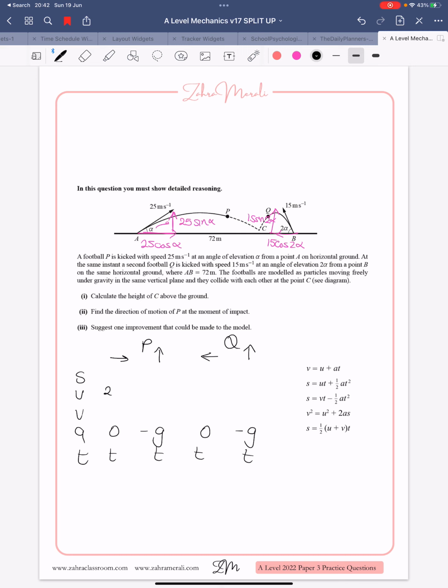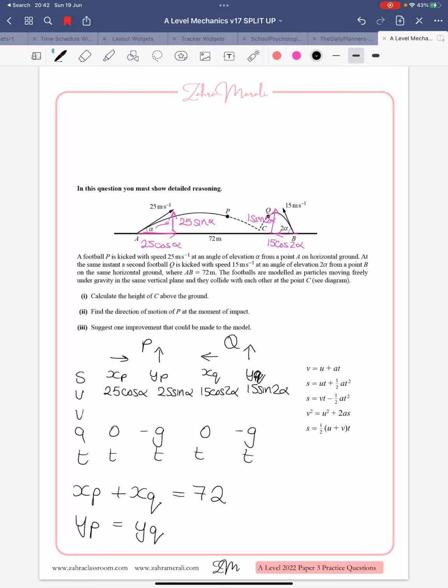We've already worked out the u's, so 25 cos alpha, 25 sine alpha, 15 cos 2 alpha, 15 sine 2 alpha. I'm going to call this xP, this yP. I'm going to call this xQ and this yQ. Right, now what do I know? I'm told in the question the total distance here is 72. So that means at any given point, xP plus xQ equals 72. And when they meet, I know that yP equals yQ.